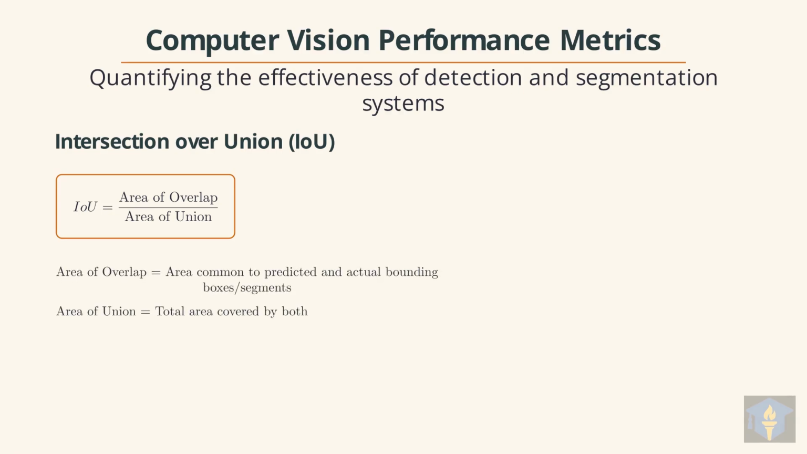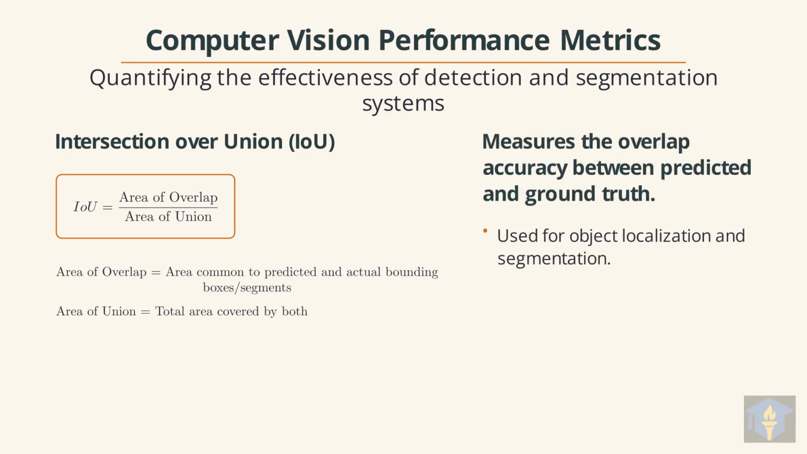The area of overlap is the common area shared between the predicted and actual bounding boxes or segments. The area of union is the total area encompassed by both the predicted and actual regions. IoU measures how accurately the predicted bounding box or segment overlaps with the ground truth. It's widely used to evaluate the accuracy of object localization and segmentation tasks.